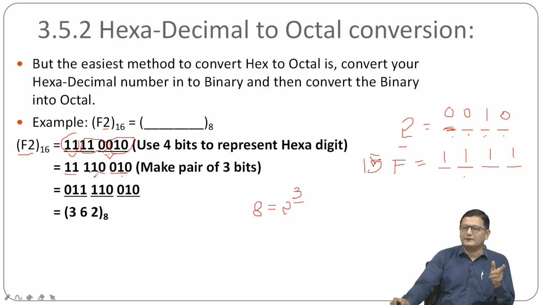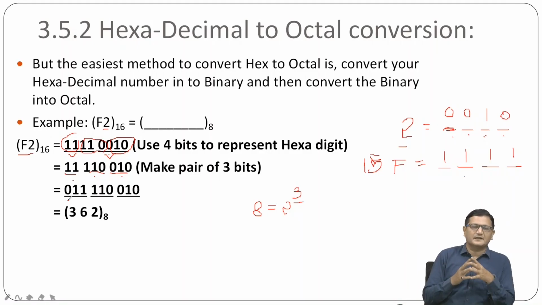Here again we have made a pair of 3 bits, but here only 2 bits are there. So how can we make a pair of 3 bits? By adding 1 0, right? So you can add 1 0 at the left hand side. We know that in the numbering system, if we add a 0 at the left hand side, it doesn't make any kind of change to that particular number.